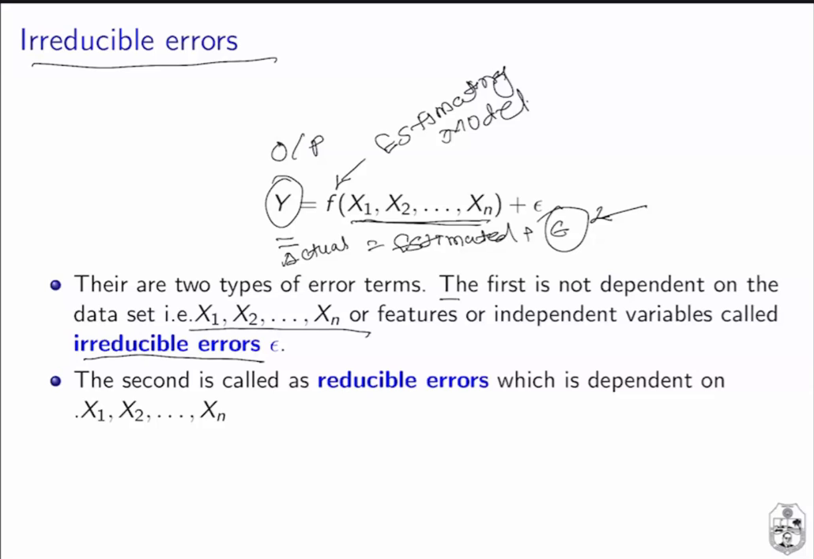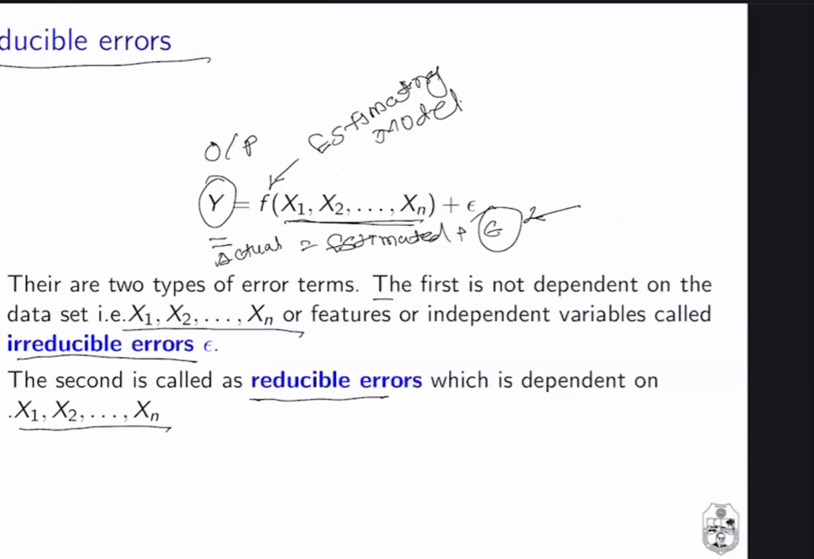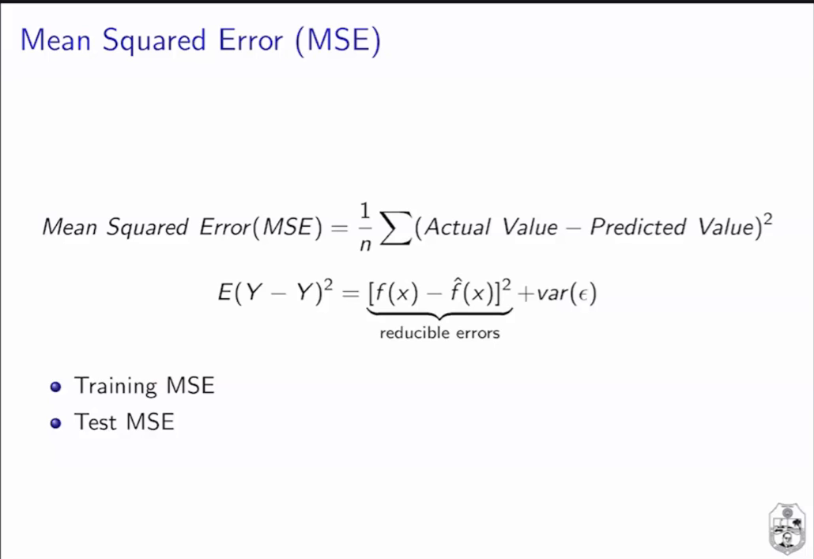The second type of error that we are more interested in is called the reducible error, which is dependent on the given input values x1 up to xn, and we can reduce that kind of error by using some mechanisms that we are going to see. Those kinds of errors are called the reducible errors. One way of measuring the reducible error is the mean square error.